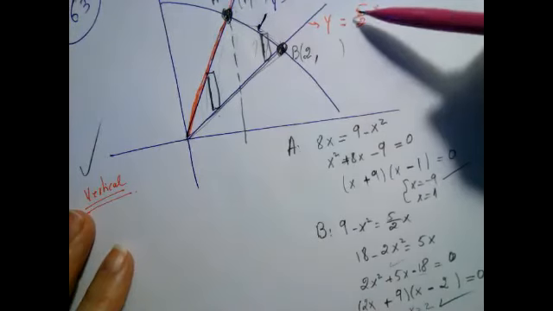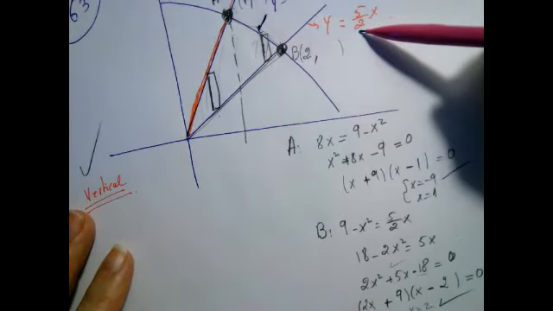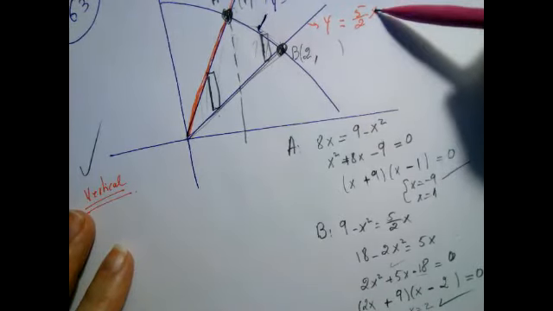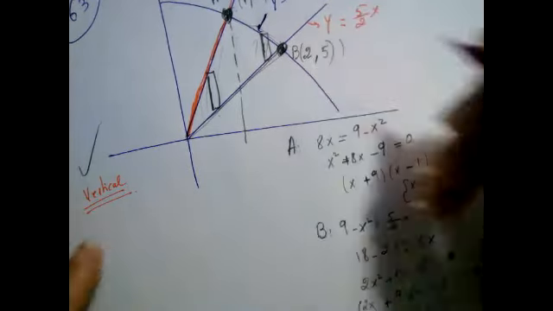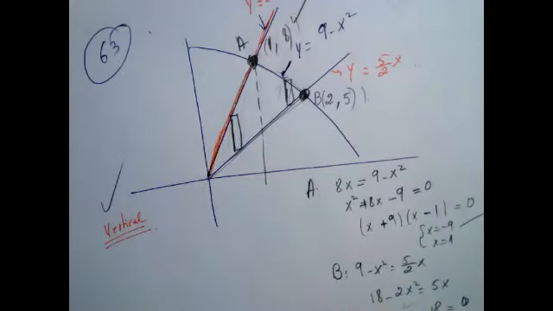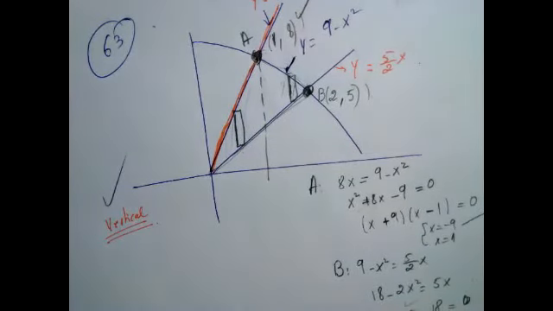Now let me check. If I plug x equal to 2 in this equation, I get a 5. If I plug it here, I get a 5. I am absolutely fine. So these are my points. Okay. And now the area.